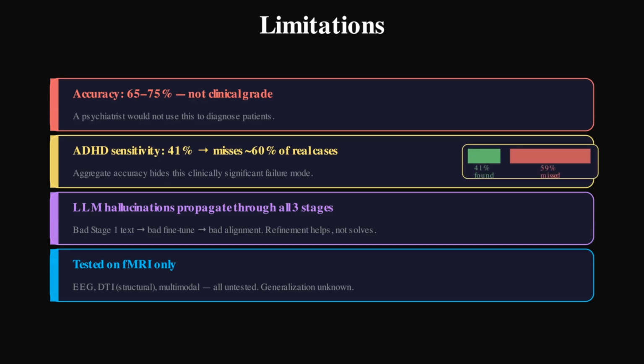The LLM text generation is the weakest point in the pipeline architecturally. If the LLM writes something factually wrong, and LLMs do hallucinate, even in medicine, that bad information gets into the training data and propagates through all three stages. The refinement step helps, but it's not a solved problem. Finally, the method is tested only on fMRI data. Whether this generalizes to structural MRI, EEG, or multimodal data is unknown. Section 9. Implications and conclusion.